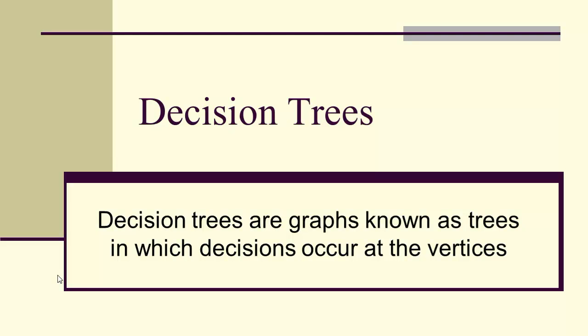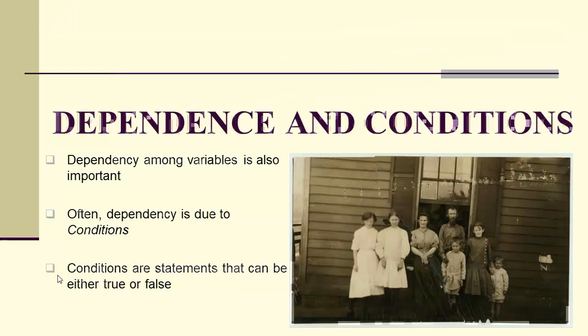In this lecture we look at decision trees. Decision trees are actually graphs, or special graphs that are called trees, and decisions occur at the vertices of the trees. So in some sense this will be the first time we look at network models in which there's something actually happening at the vertices themselves. To begin with, though, we're going to look at dependence and conditions.